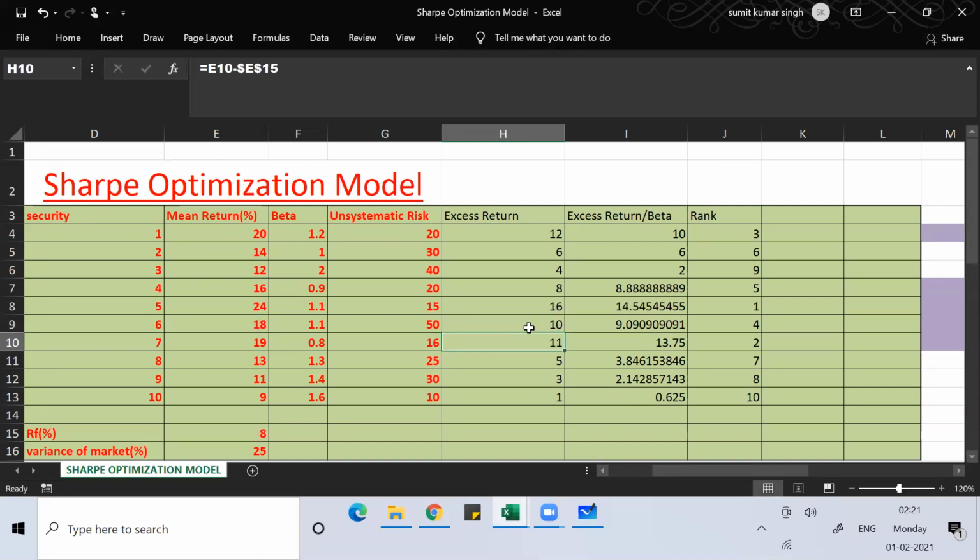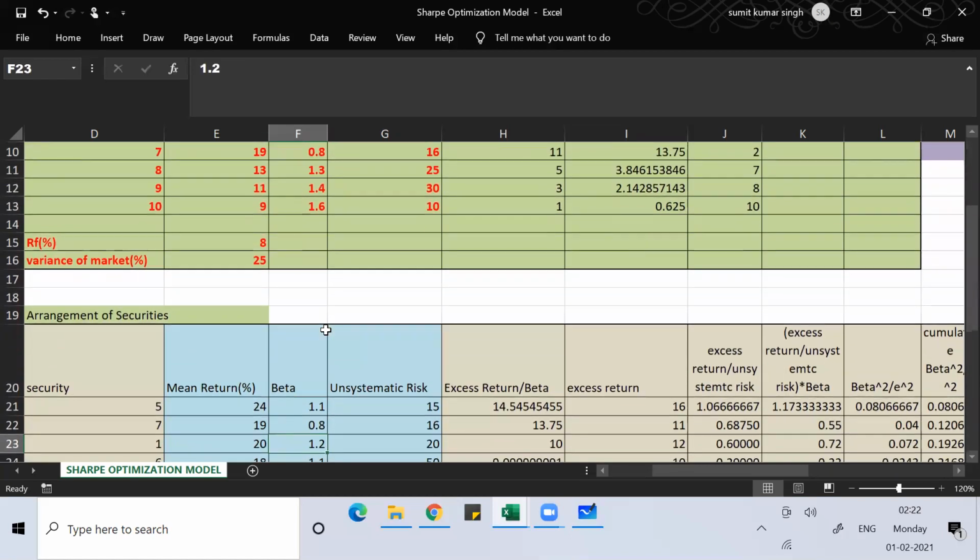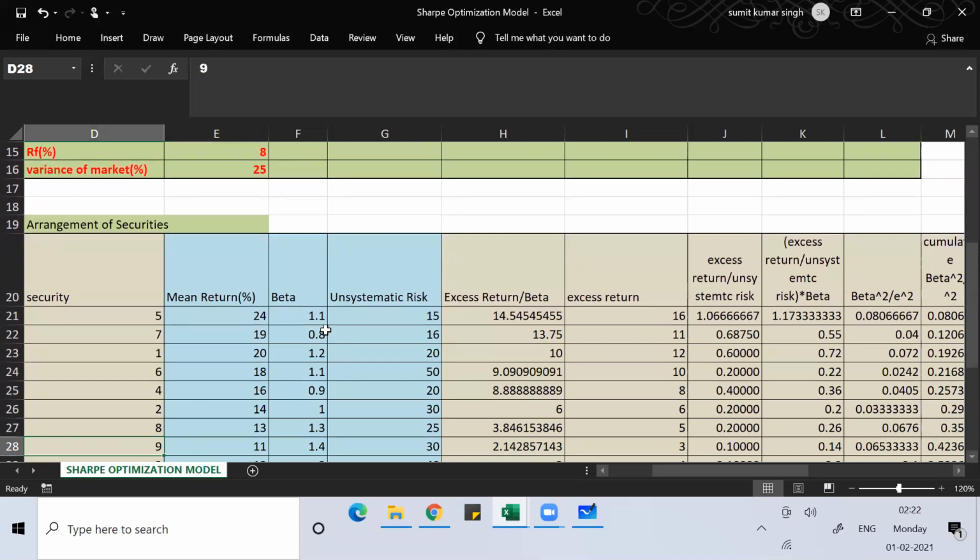Once you have calculated the excess return, you can find excess return by beta. The excess return you got, simply divide by the beta. So you get the excess return by beta. Then reshuffle your portfolio, and the stock having the better ranking should come first, followed by the stock with a lower ranking. So I need to arrange the stocks on the basis of their excess return by beta.